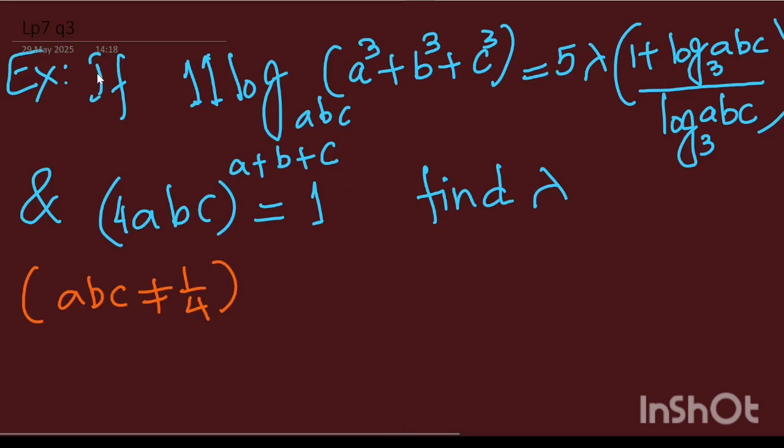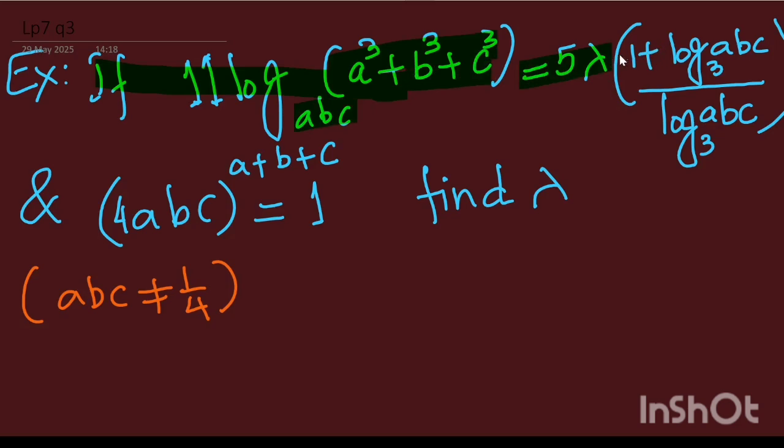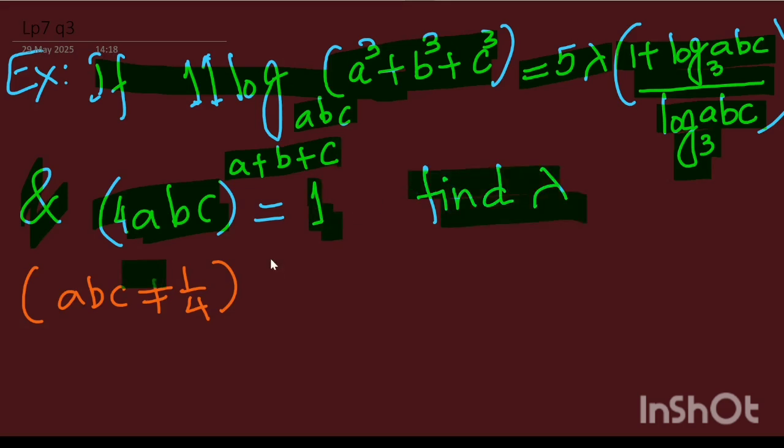Guys, let's try this. If 11 log of a cube plus b cube plus c cube base abc is equal to 5 lambda times 1 plus log abc base 3 upon log abc base 3, and it is also given that 4abc whole raised to the power a plus b plus c is 1, we have to find lambda. It is given that abc is not equal to 1 by 4.